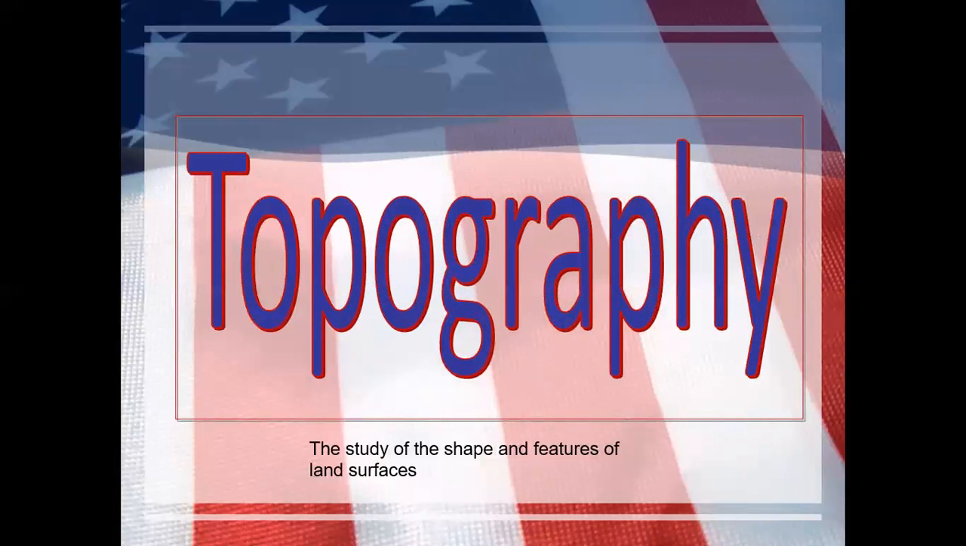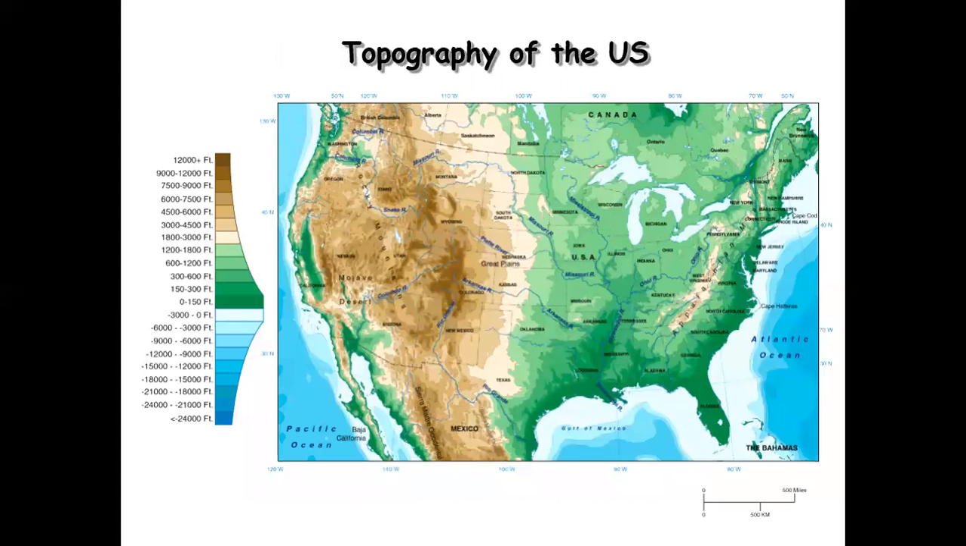Now, getting into topography. This is the study of the shape and features of land surfaces. So this is going to be all the different land features that there are in the United States. So this map shows elevations. The darker the brown, the higher the mountains are. The deeper the green, the lower the elevation is. Okay?